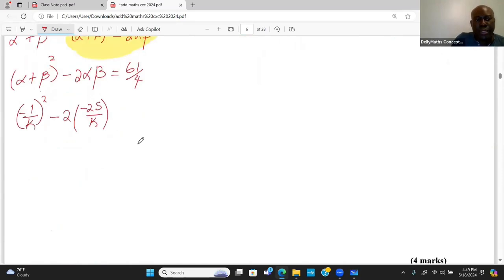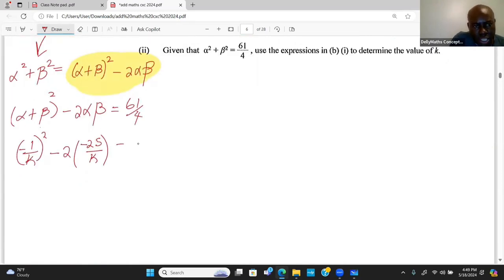Now, let's keep moving. This is equal to 61 over 4. Let us work these out. Whenever you square anything, it is positive, so this becomes 1 over k squared. And this part becomes positive 50 over k. This is equal to 61 over 4, right?